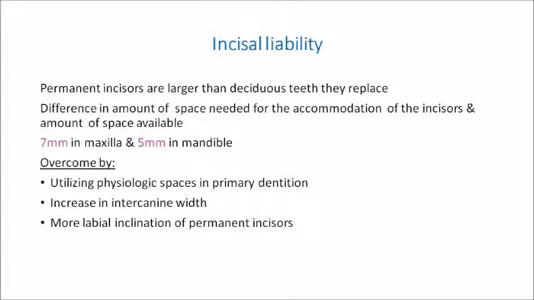This size discrepancy is overcome by three mechanisms. First one is by utilizing the primate or physiological spaces in the dentition. The second one is that when growth is happening during the mixed dentition period, there will be an increase in the intercanine width so as to accommodate the large permanent incisors. And third, the permanent incisors will be slightly labially inclined compared to the primary incisors, so they will require less space because they have a little bit of labial inclination. These are the three mechanisms by which the permanent incisors overcome the space deficiency, called incisal liability.